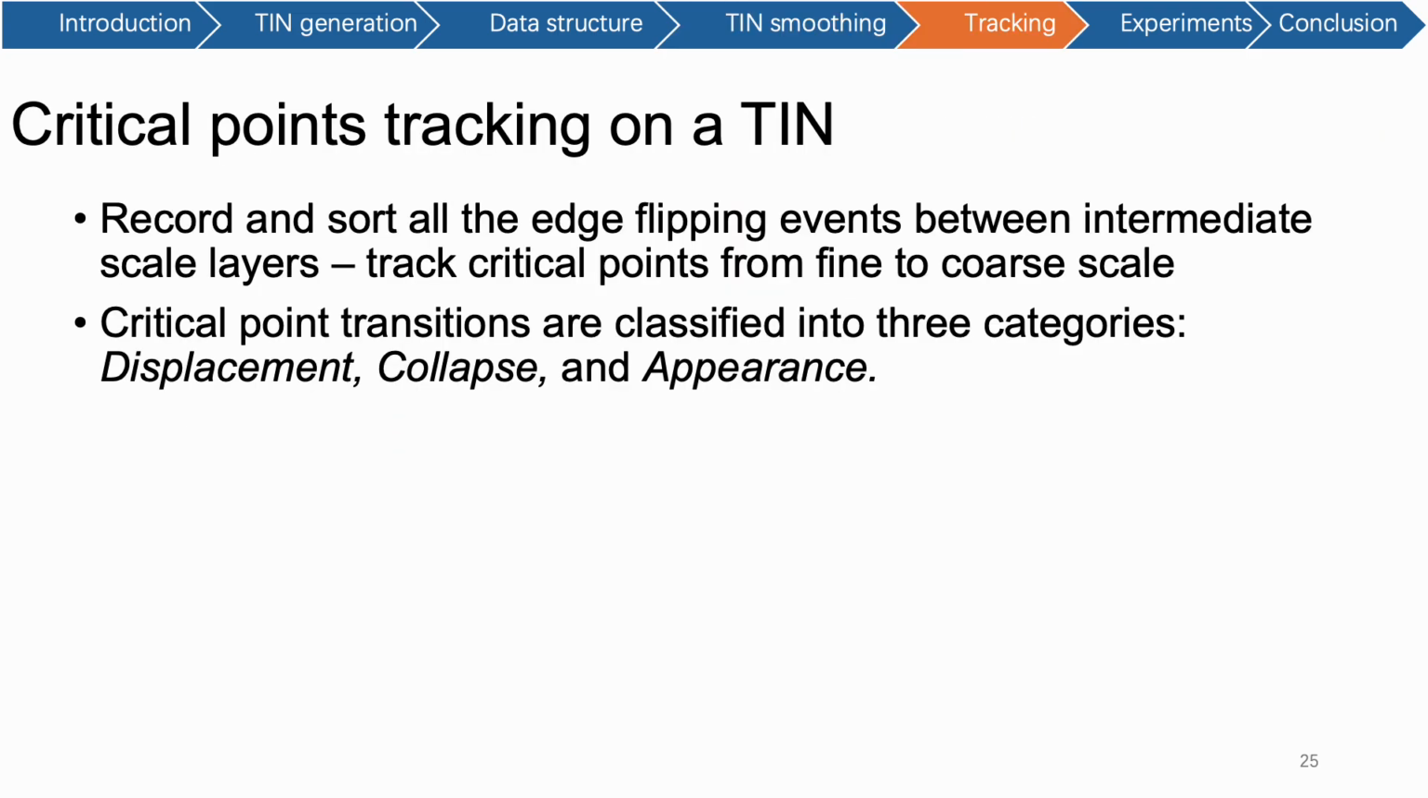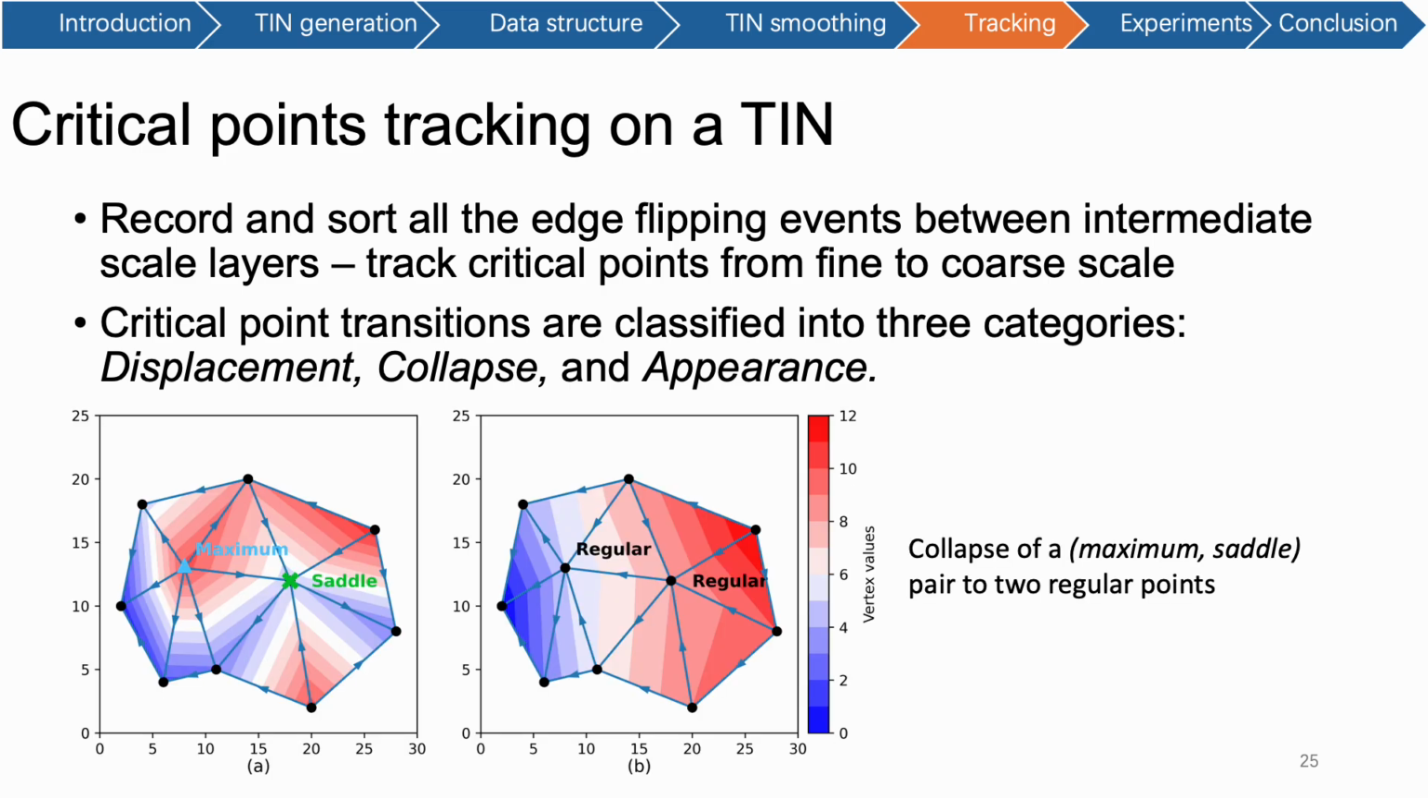Now, a scale space is defined on a TIN. In this scale space, critical points are tracked by processing edge flip events in chronological order. Critical point transitions are classified into three categories: displacement, where a critical point moves along the flipping edge; collapse, where two critical points cancel each other, leaving two regular vertices, such as shown in this example; and lastly, the appearance is an opposite case of collapse.